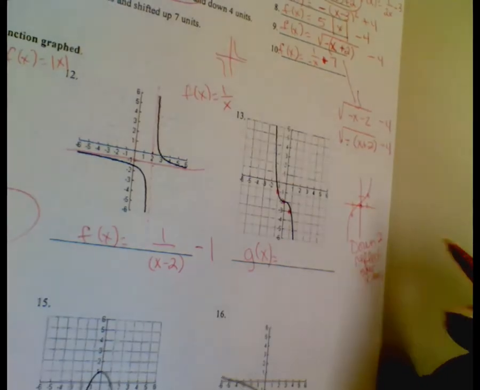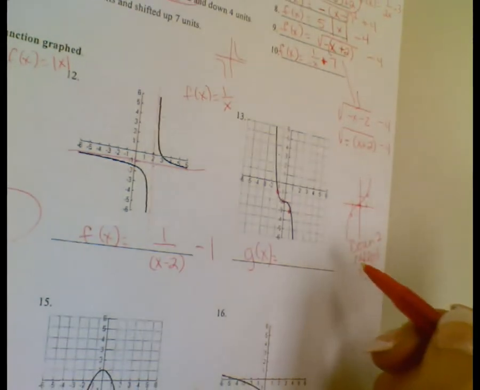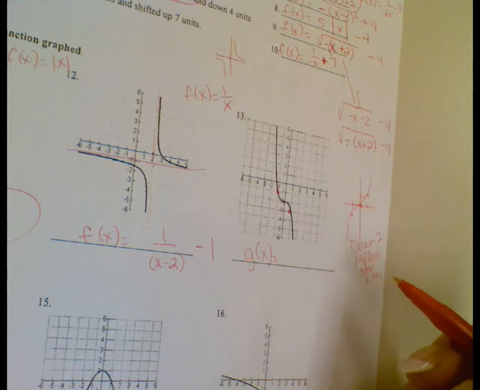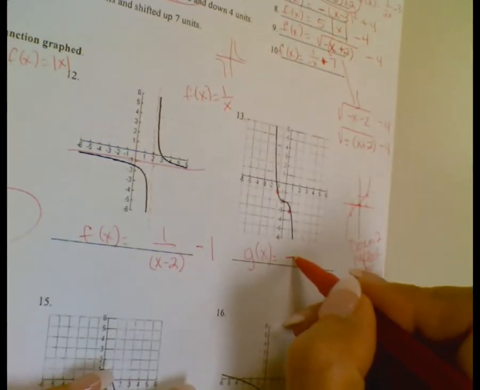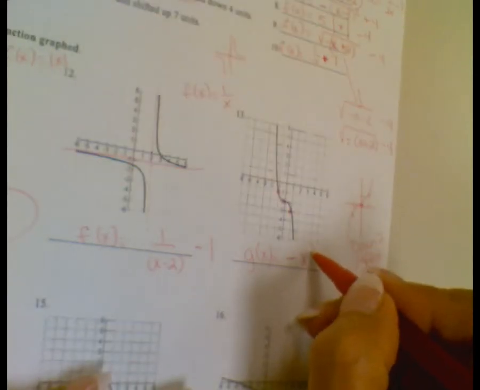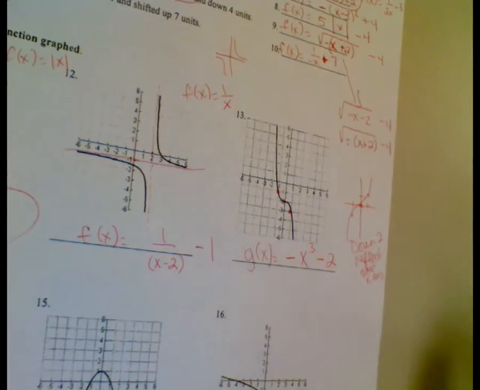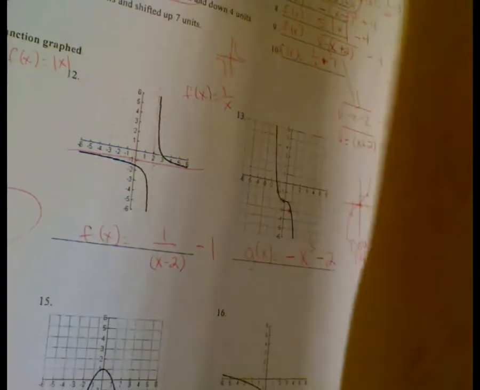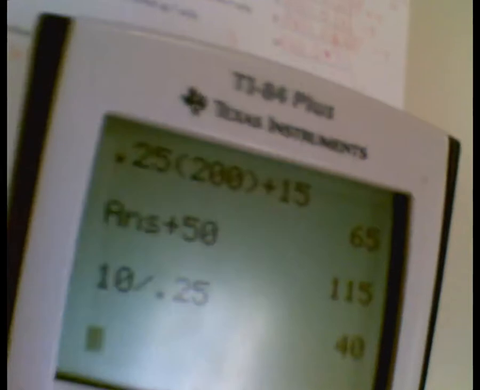So it's cubic down, reflected over the x-axis. The negative's on the outside. X cubed down 2. Try it on the graphing calculator, see if we're right. Let's say this one. This is what I mean by try it on the graphing calculator.